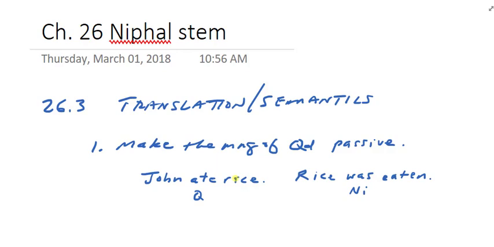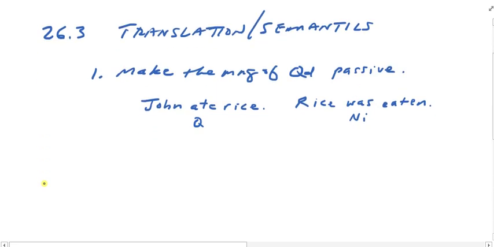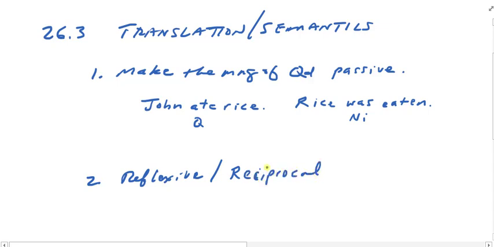Now, that is not the only use, though, of the nifal stem. There are some other ones as well. So we could see the nifal used for reflexive and reciprocal meaning. Okay? So let's take a look at a couple of possibilities here.